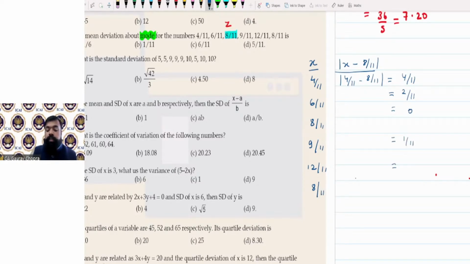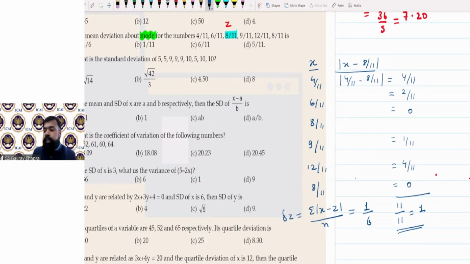Then next is 4 by 11. And at last it is 0. So what is the total? The total is 11 by 11, which is 1. Now, applying the formula, mean deviation about mode is sigma mod x minus z upon n. The total is 1 divided by n. The number of observations is 6. Therefore, it will be 1 upon 6.